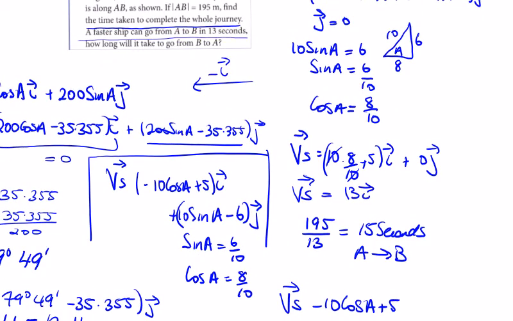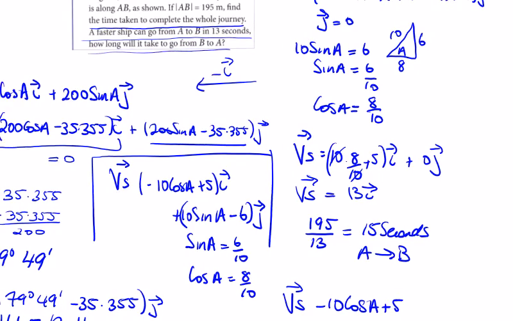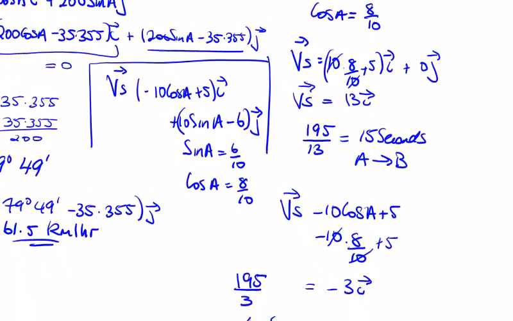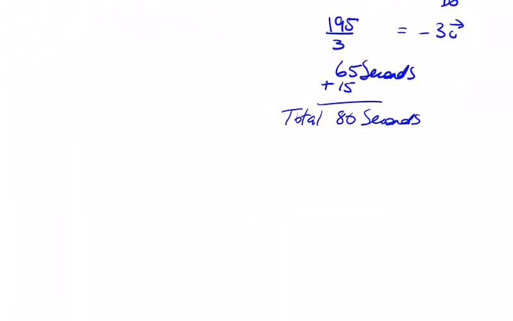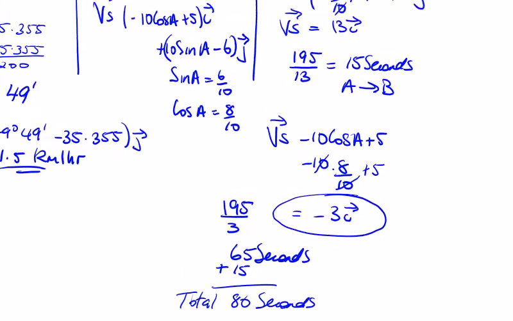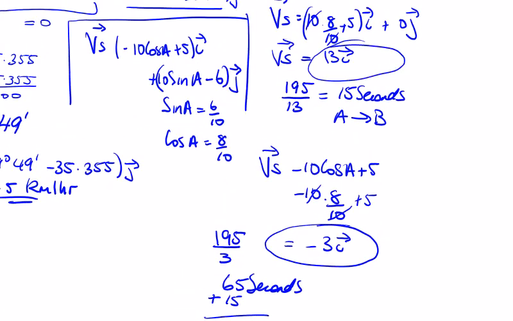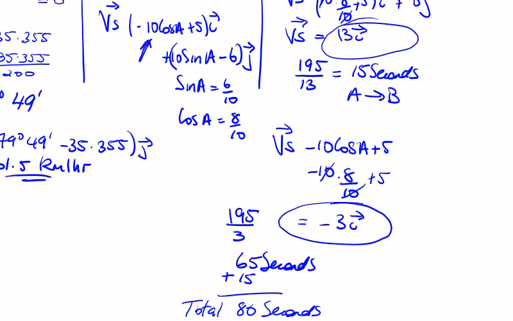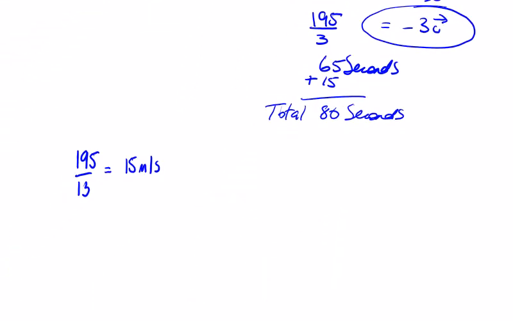There's another part here. A faster ship can go from A to B in 13. How long will it take to go from B to A? Okay, so if the faster ship can do it in 13 seconds, it's 195 divided by 13. So that is going to give 15 meters a second for the speed. And we can see what happened here with this minus 3. The difference between this one and this one, it changes by 10. The change in the I becoming a negative 10. So the outward return speed must be 5 meters per second.